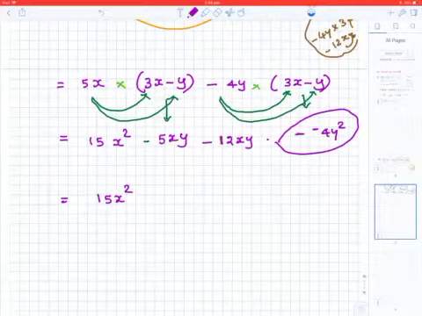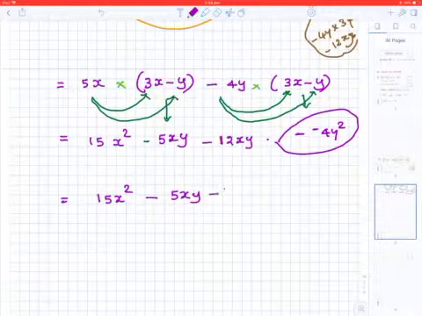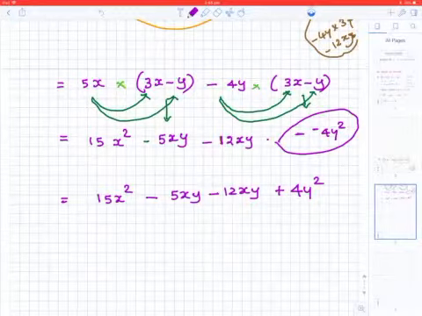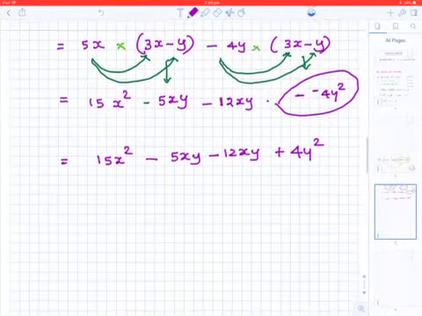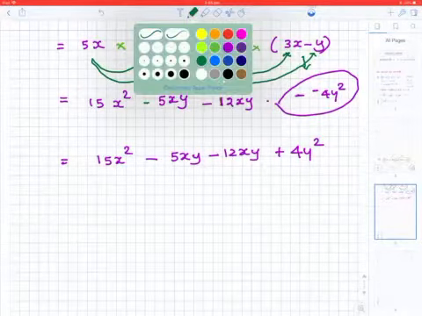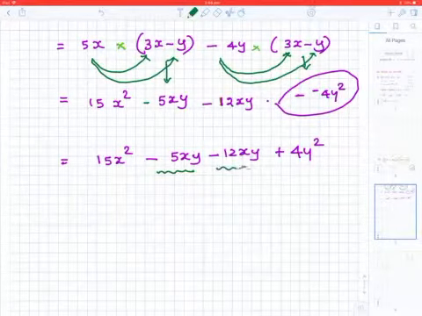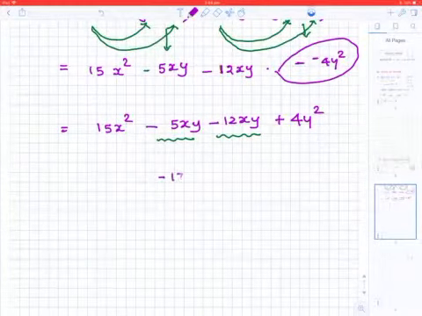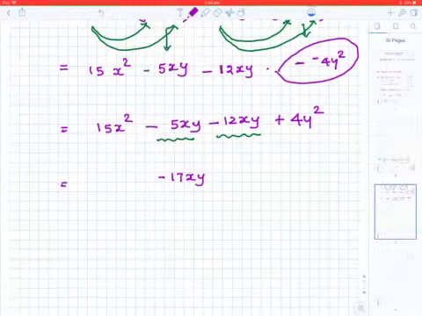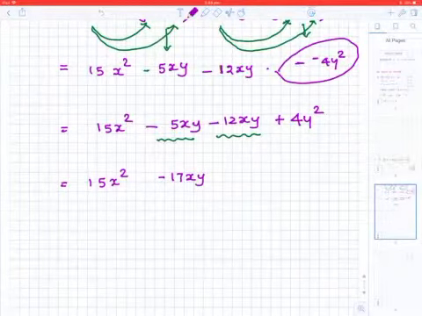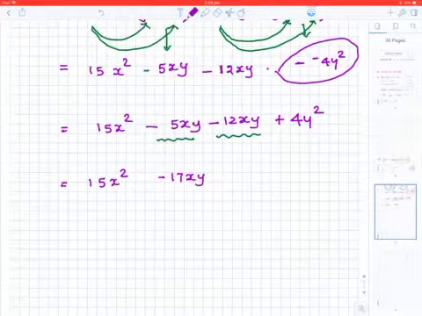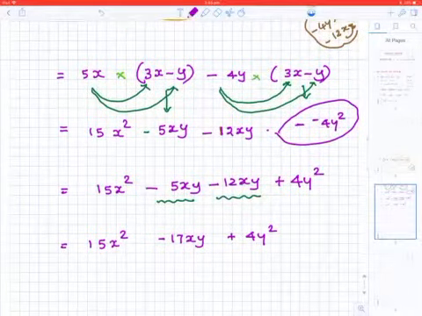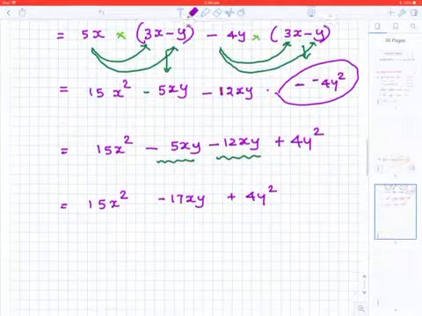Then the next step, now these two signs, we can either make it positive straight away or write it this way. If I do that, the next line is going to be 15x squared minus 5xy minus 12xy plus 4y squared. This is only the expansion part. Now the question says expand and simplify, so I need to collect the like terms. The like terms are this and this. When you combine those two, I will get minus 17xy. Now the first term is 15x squared, because minus 5 minus 12 you have to combine with the sign, plus 4y squared.